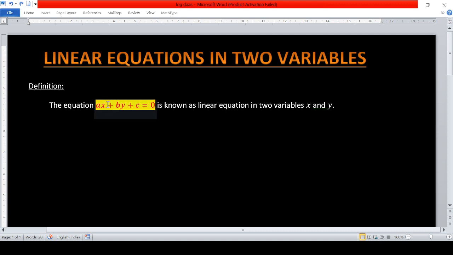Suppose the powers of x and y are 2, 3, 4 like that. They are called quadratic, cubic and fourth degree based on the numbers. Here we'll see only linear equations. Linear equations in two variables means the powers of x and y must be 1. That is the important thing you have to understand from the word linear equations in two variables.